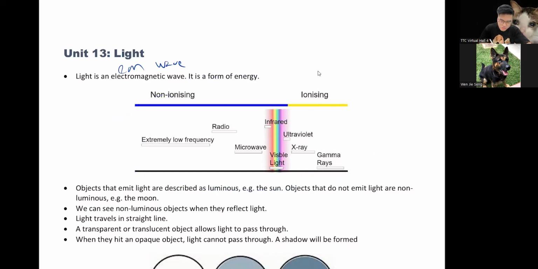Electromagnetic wave has many types. In fact, it has 7. You have 7 types of wave here. The first one, let's not care about this extremely low frequency. This thing has no use. We don't use this. So what's the first type? The first type is what we call radio wave.